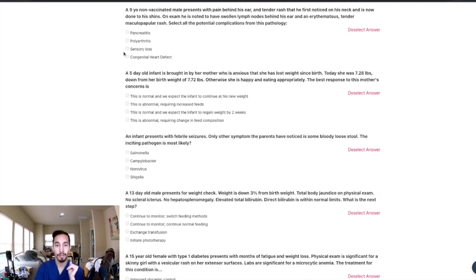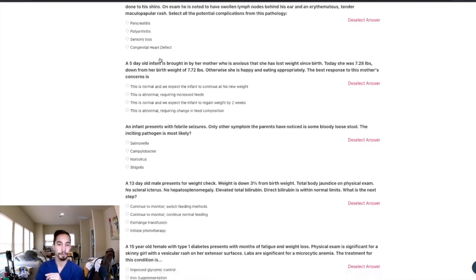So, heart defects, correct answer. Sensory loss, correct answer. Polyarthritis, correct answer. Pancreatitis, probably not the correct answer for rubella, but a good teaching point that mumps is associated with pancreatitis.